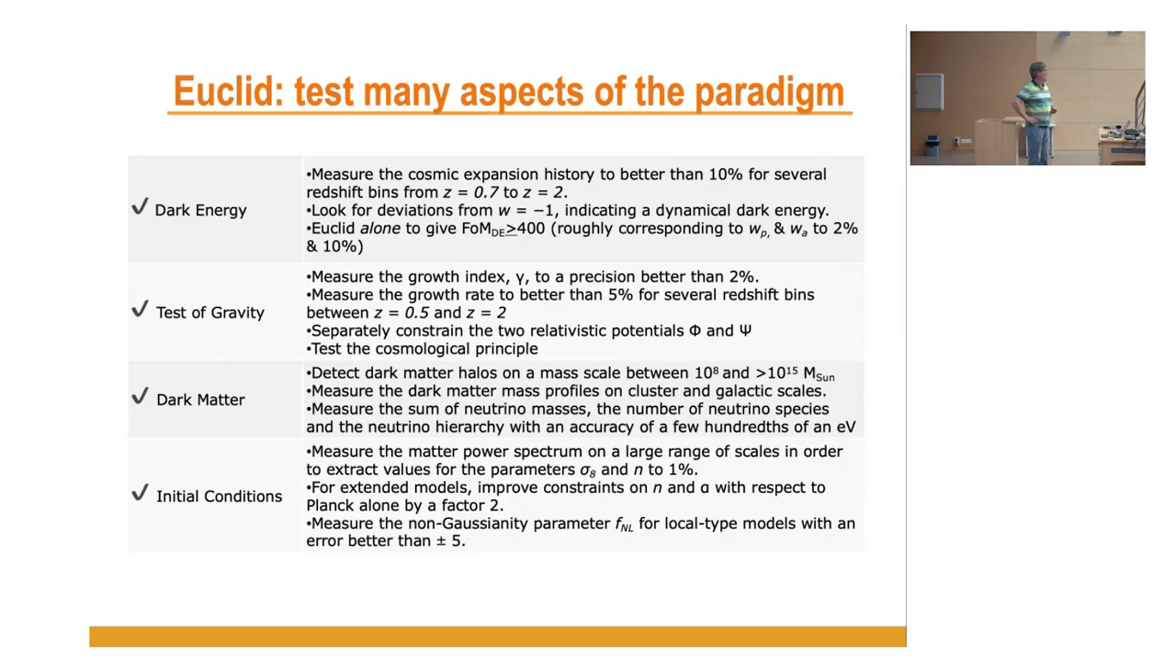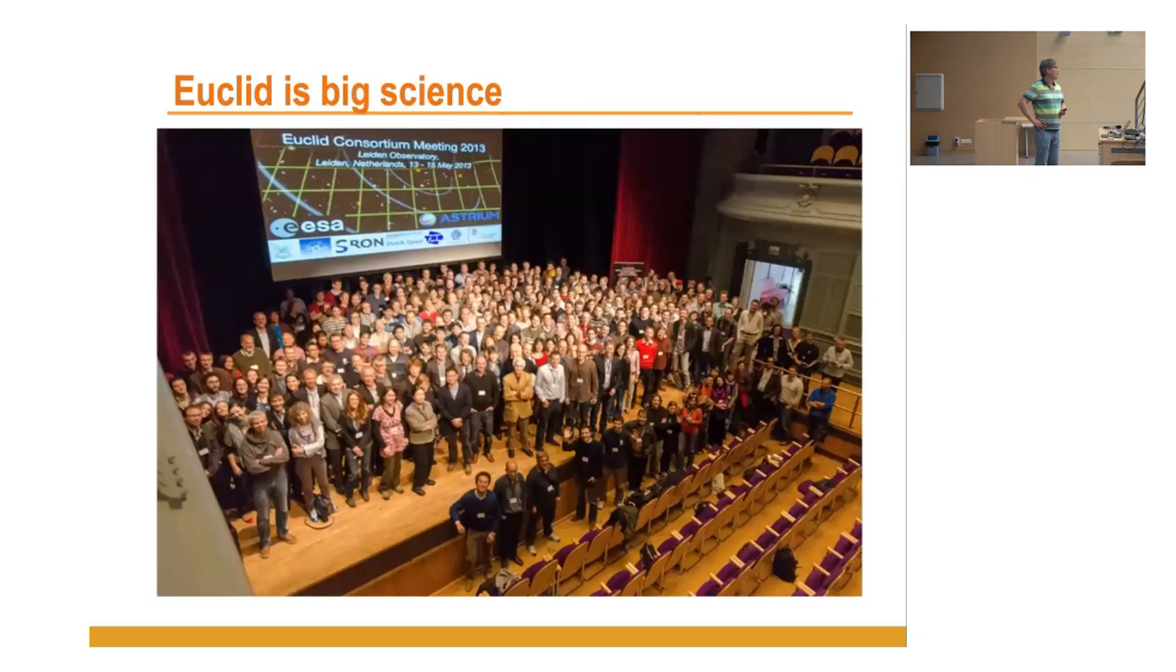So I'm not doing that work alone. This is from a time some while ago when we had a consortium meeting in Leiden. Euclid is a very, very big team. Not everybody works the same amount, but nonetheless, it's something like 1,500 to 2,000 scientists and engineers working on this project.